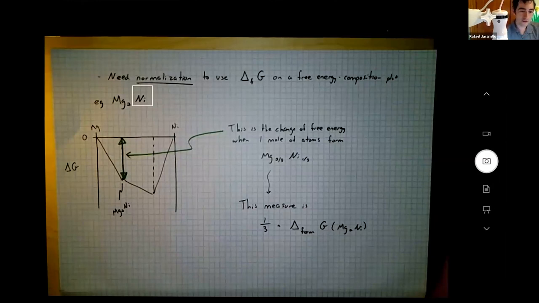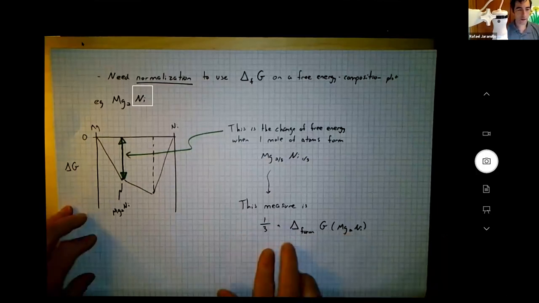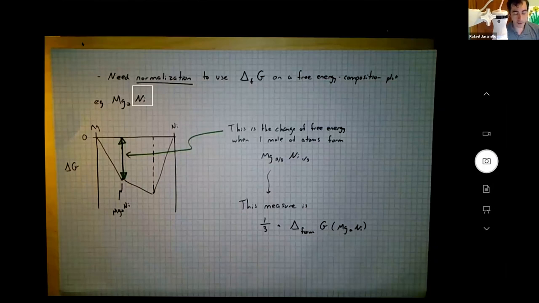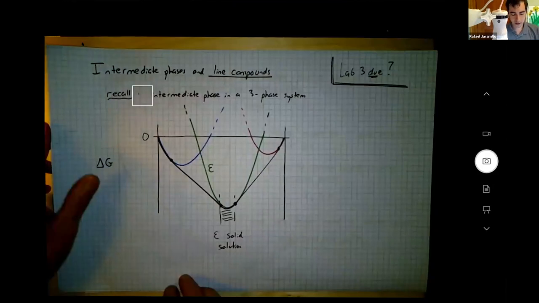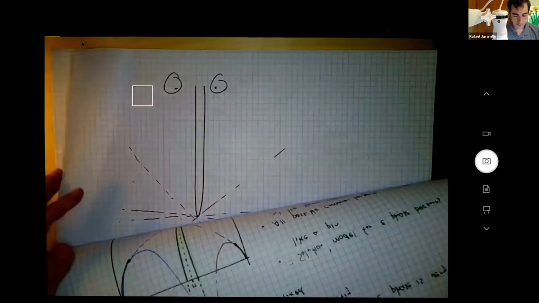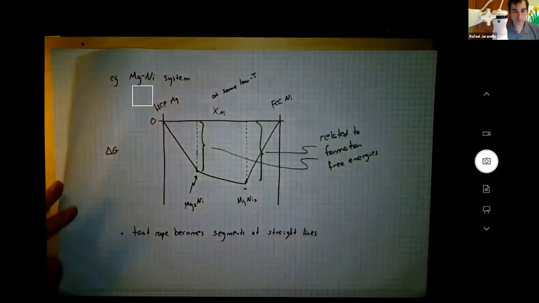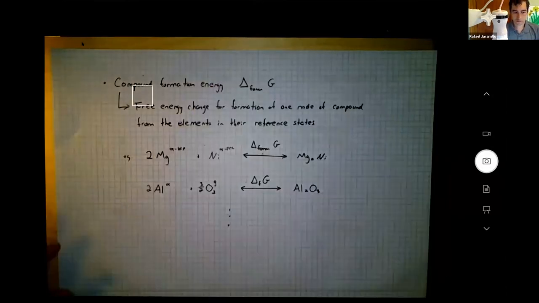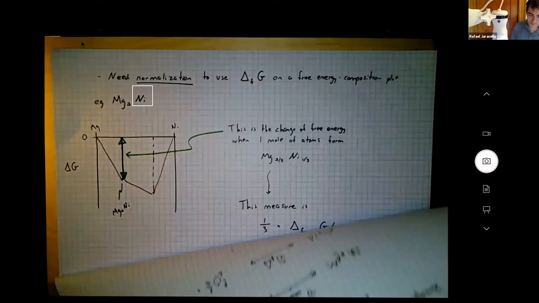All right, I want to give you some examples of line compounds in nature and in technology, and then we'll come back to discuss the thermodynamics a little more. Before I move on to some examples, are there questions about this algebra, this arithmetic, the concept of formation energy, the mouse face plot, anything of that nature? No, okay.